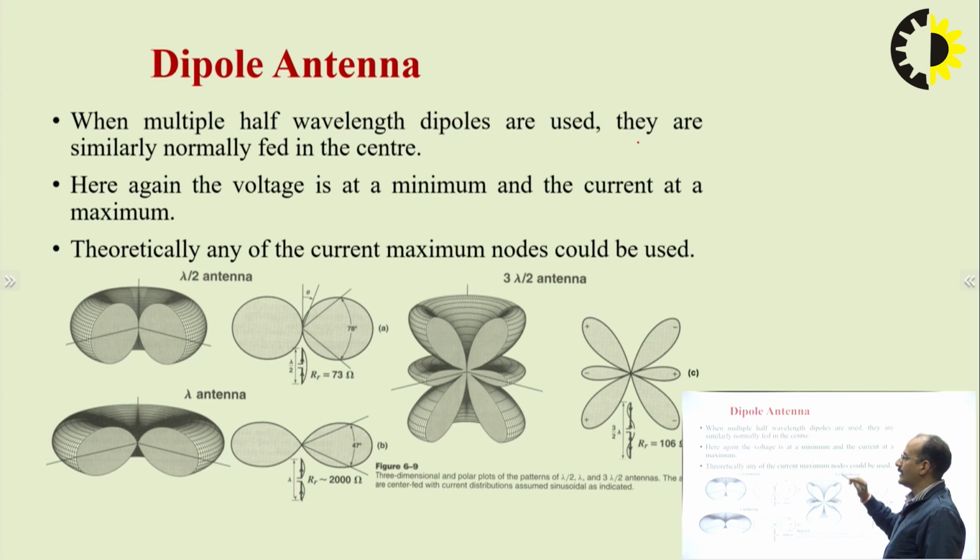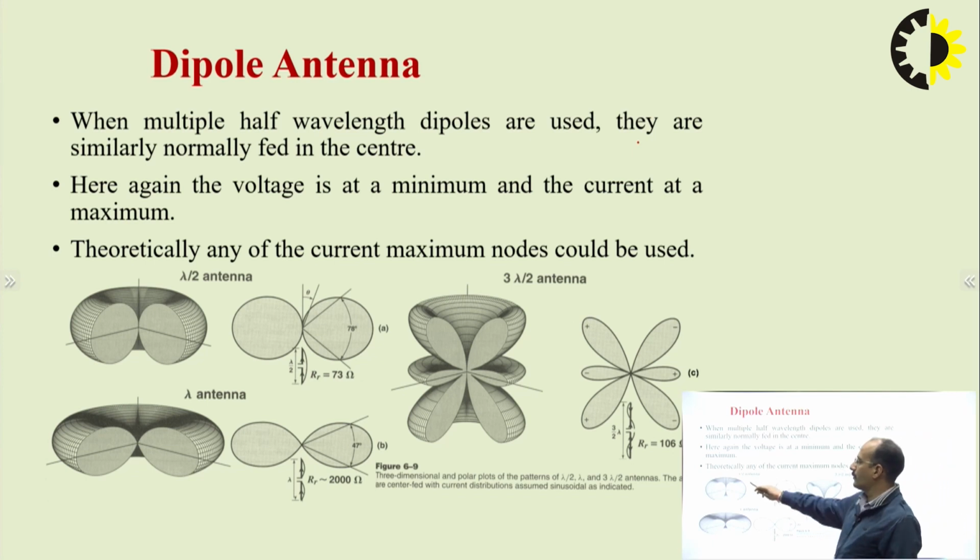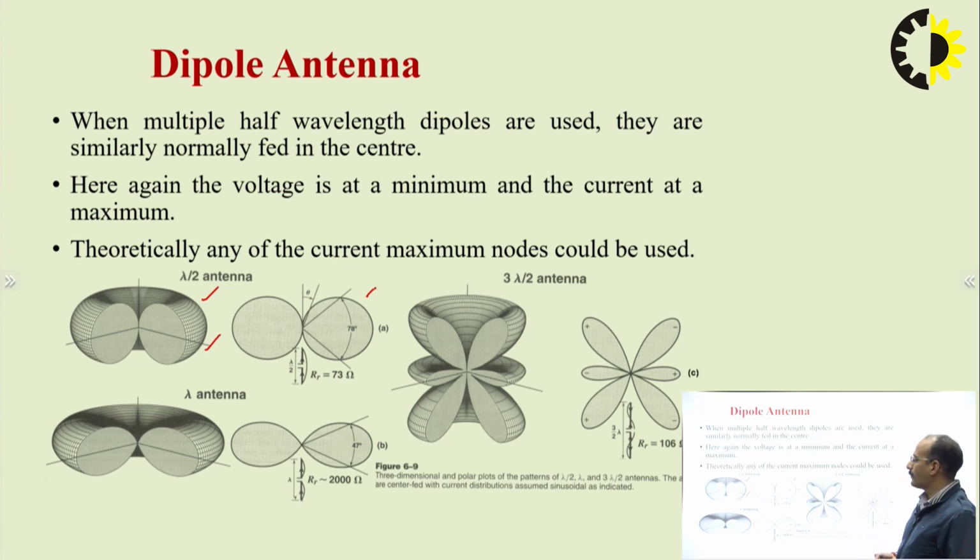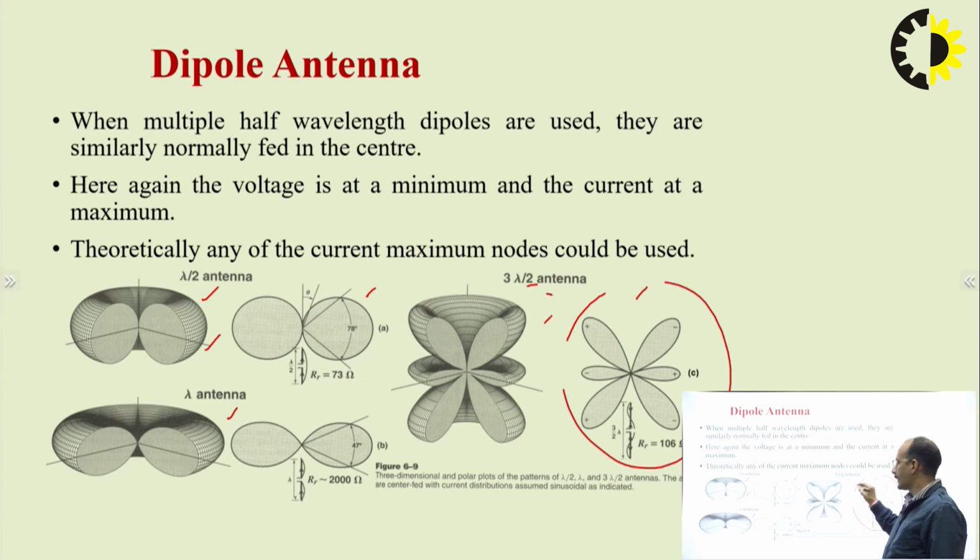Then this is the radiation pattern. If you take a normal lambda by 2 antenna, then this is the radiation pattern. This is in 3 dimensions and this is in 2 dimensions. But multiple dipole antennas are also possible, as multiples of lambda by 2. If you use 2 dipoles, meaning lambda total length, then the radiation pattern will become this. If you use 3 lambda by 2 antennas combined, then it becomes a 3 lambda by 2 antenna, and the radiation pattern is this in 2D and in 3D.